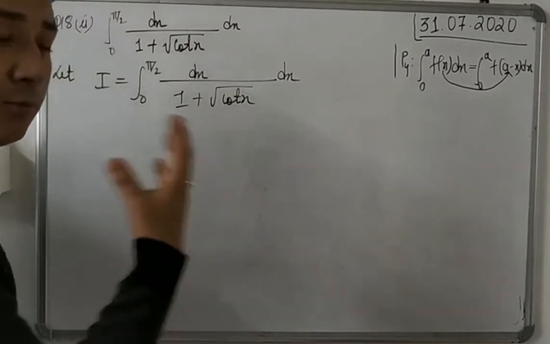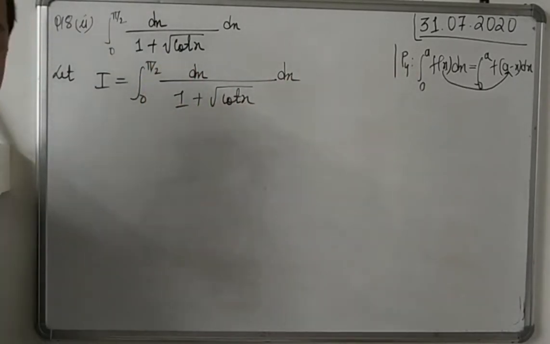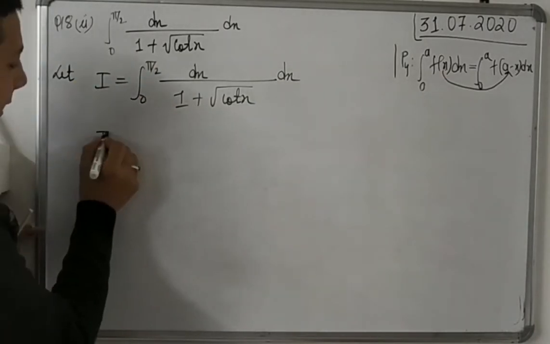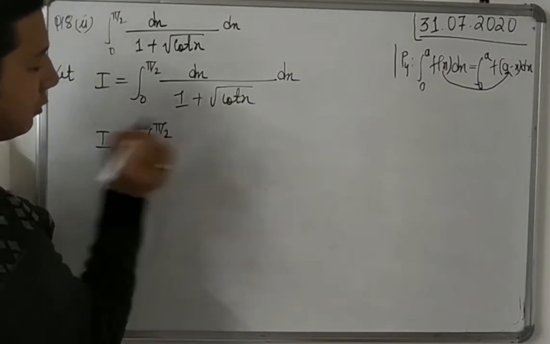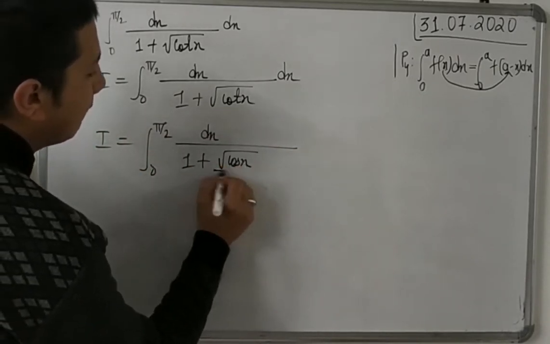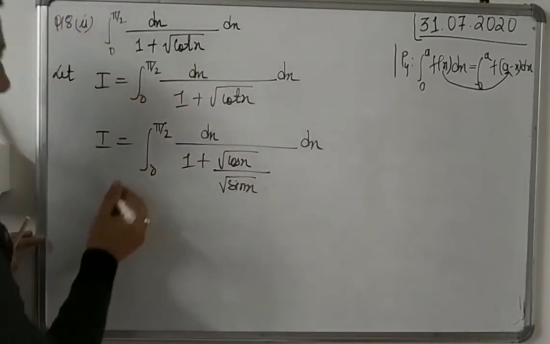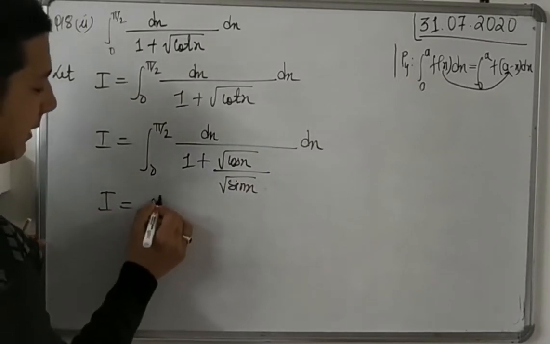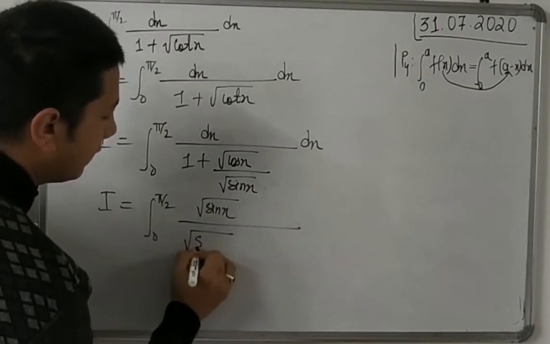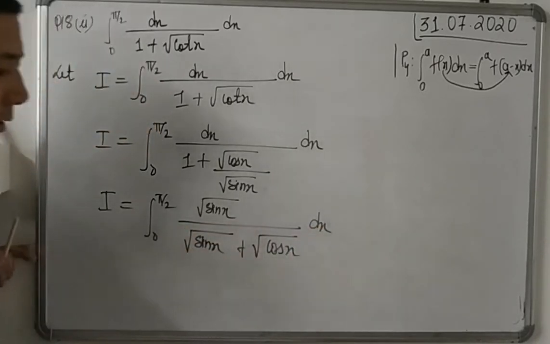Now, to make things easy, I will not use my property 4 directly out here. Instead, I'll change what is cot? Cos by sin, is it? So hence I can write this as integration 0 to pi by 2 dx divided by 1 plus root cos x divided by root sin x. Okay, take the LCM. Therefore, I'll be getting integration 0 to pi by 2 root sin x divided by root sin x plus root cos x dx. I hope you are clear.